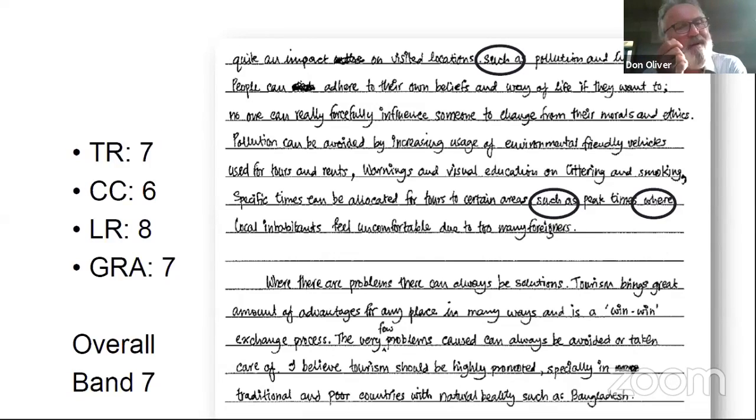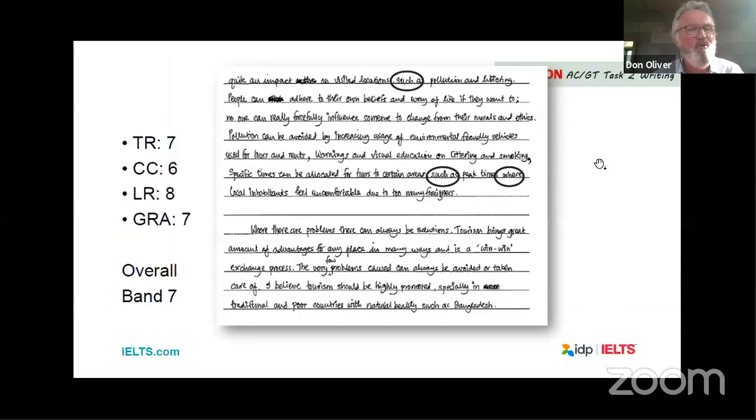This is penalized under coherence because it confuses the reader. And these are all mistakes in pronouns and substitution. So this is an important element that we have to be careful about. This word where is the wrong pronoun. Certain peak times where, peak times when is the word that we need there. So there's an example of the sorts of errors that caused this person to only get a band 6 for their coherence and cohesion.